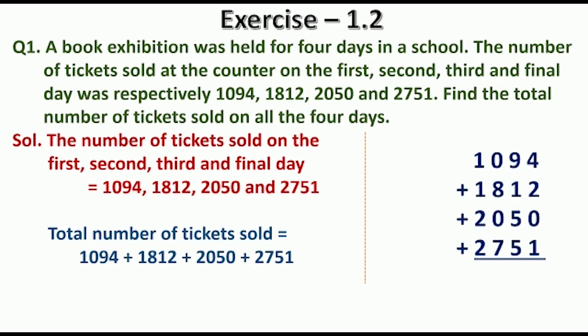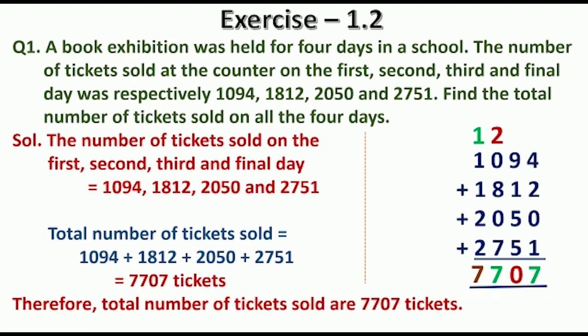2751. Now 4 plus 2 plus 1 will be 7, so we will write 7 here. Then 9 plus 1 plus 5 plus 5 will be 20, so we will write 0 here and give 2 carry. Now 2 plus 8 plus 7 will be 17, so we will write 7 and give 1 carry. Now 1 plus 1 plus 1 plus 2 plus 2 will be 7, so we will write 7. So our answer is 7,707 tickets. So the total number of tickets sold will be 7,707 tickets.